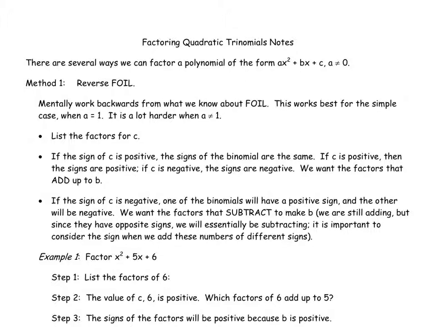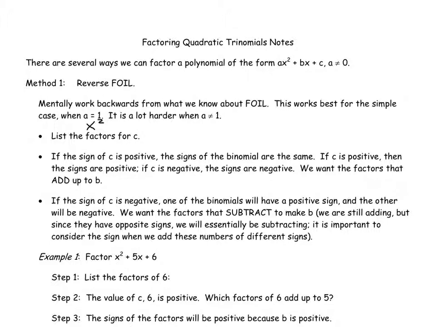Method 1, called reverse foiling. Now FOIL is a fancy word for multiplying binomials together. We call it distributing. It's the same thing. So we are going to mentally work backwards from multiplying. So this works best for the simple case when a equals 1, when we just have an x squared out in front. It says it's a lot harder when a does not equal 1, but nothing's hard about this. So a lot harder is kind of a wrong thing to say.